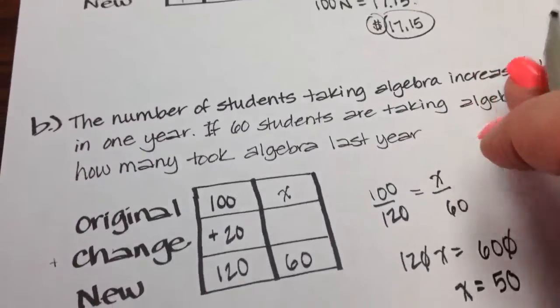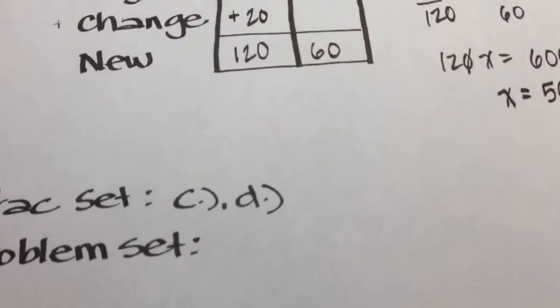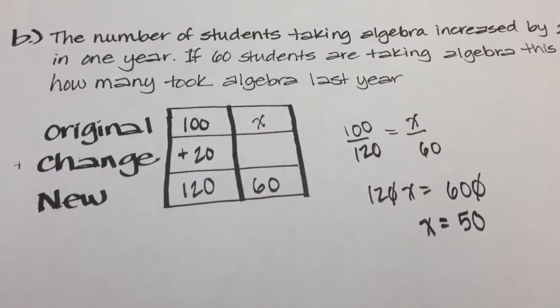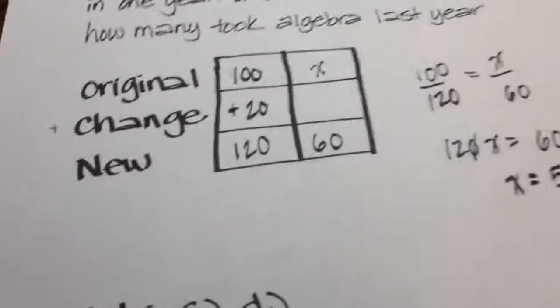All right, so you are going to do for me the practice set C and D, and Mrs. Van Zalen didn't write them down. I just did your homework, but I didn't write them down.